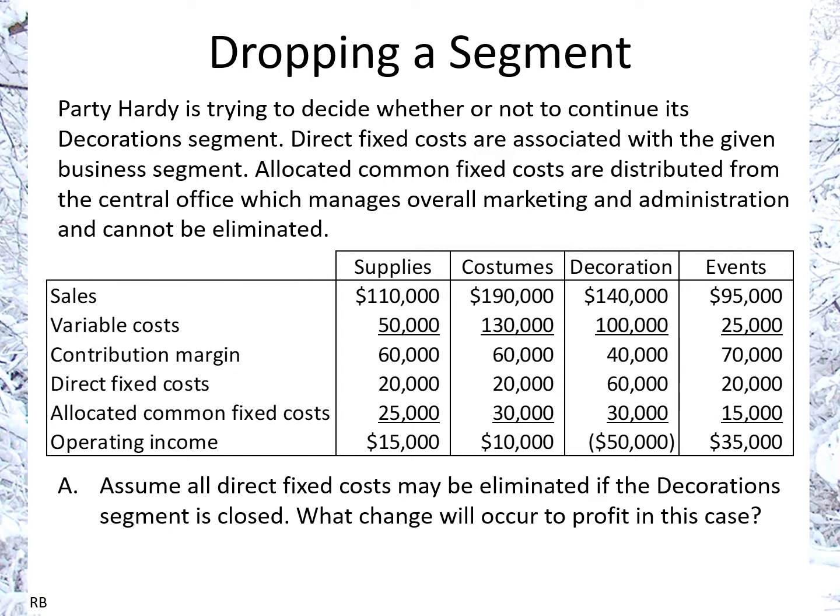Allocated common fixed costs, on the other hand, are distributed from the central office, which manages overall marketing and administrative expenses, and cannot be eliminated. So A, assuming all direct fixed costs may be eliminated if the decoration segment is closed, what change will occur to the profit in this case?